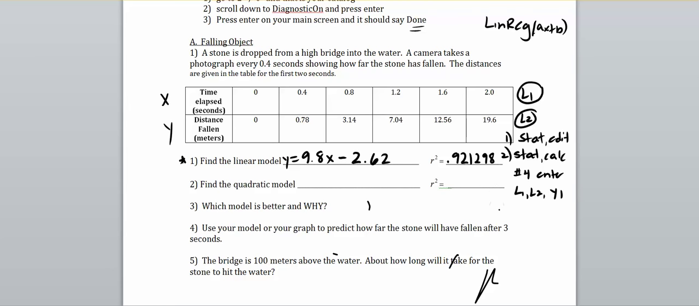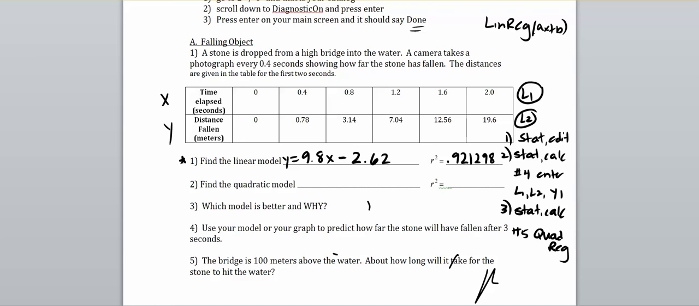To do that, I'm going to go to step 3. I'm going to do stat calculate, so press the stat button, calculate, but now go to number 5, because number 5 is the quadratic regression. So now I'm going to determine the quadratic model. Do quadratic regression and enter.